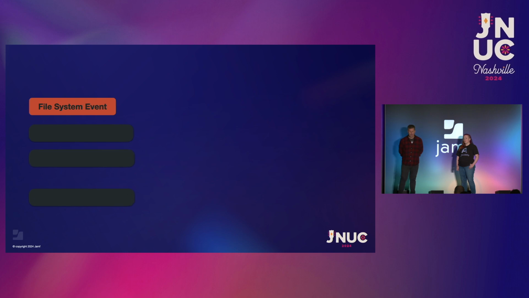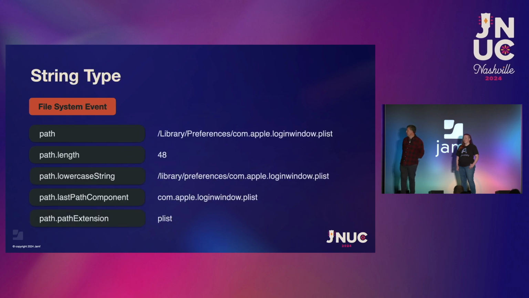But then it gets slightly more complex. So the second type are strings. So a lot of data that's captured are basically strings. So for instance, paths to files. And with strings, we get a lot of sub-attributes that gives us a bit more information about that string. So as an example, with the file system event, there's a path object that gives us the path of the file that either got modified, deleted, etc.